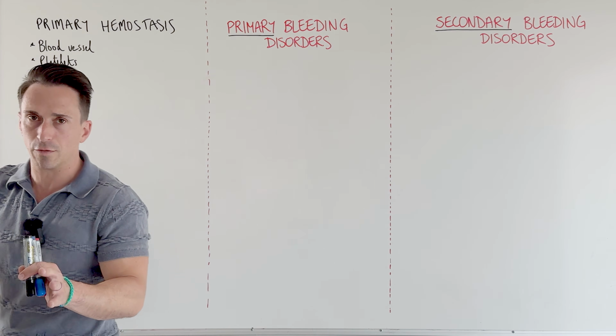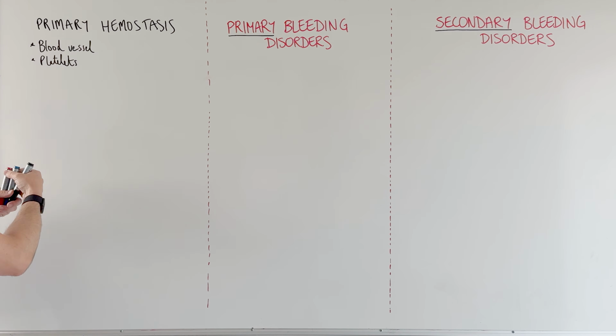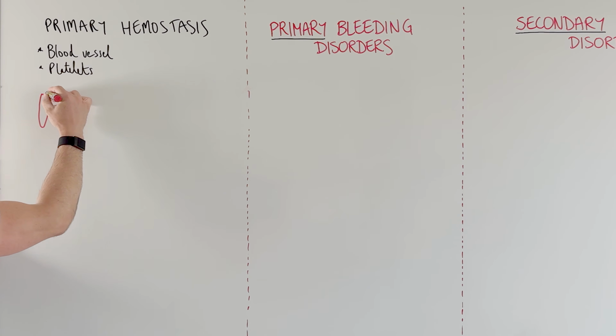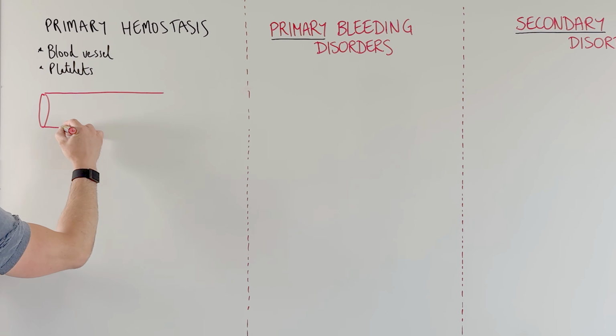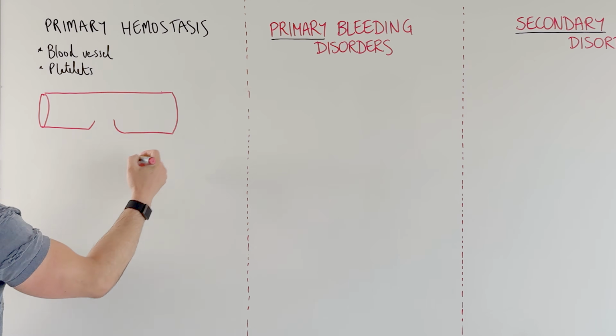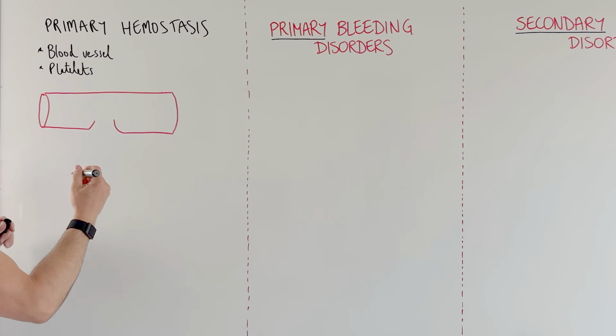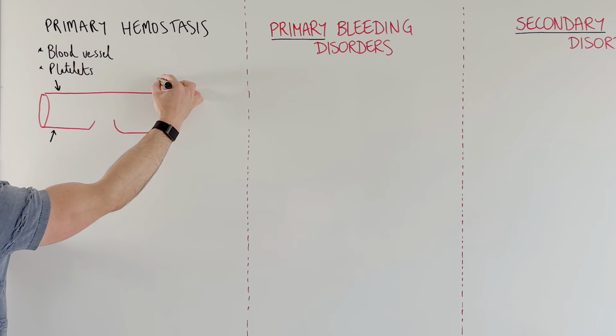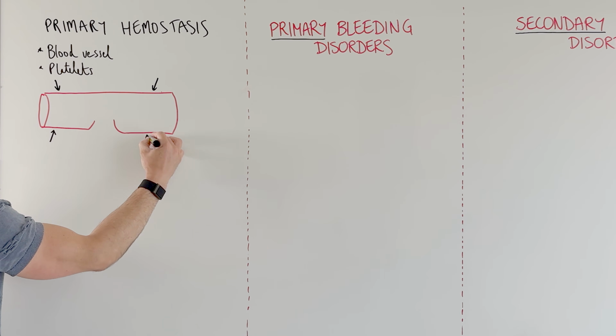So you've cut yourself and you've damaged your blood vessel. So let's draw up a damaged blood vessel here. Here's the blood vessel and we've got damage. Boom. We don't want to bleed out. So one of the first things that happens is we have what's called a vascular spasm. So the blood vessel constricts due to important chemicals.